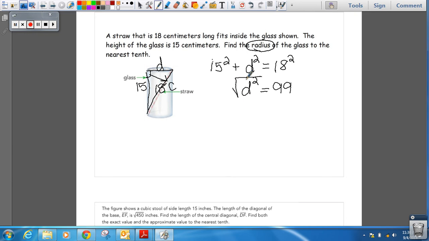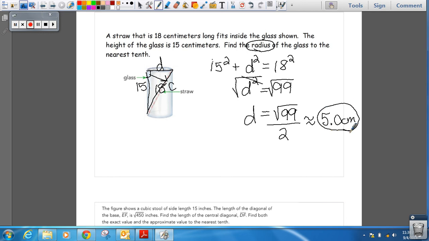The opposite of squaring something is to take the square root. And I end up with D is equal to the square root of 99. I don't want to round this yet because I'm actually trying to find the radius. To find the radius, you divide it by 2 because radius is half the diameter. So then that will give me approximately, and now I can round because I'm at my final answer, 5.0 centimeters. So try not to round until the very final answer.